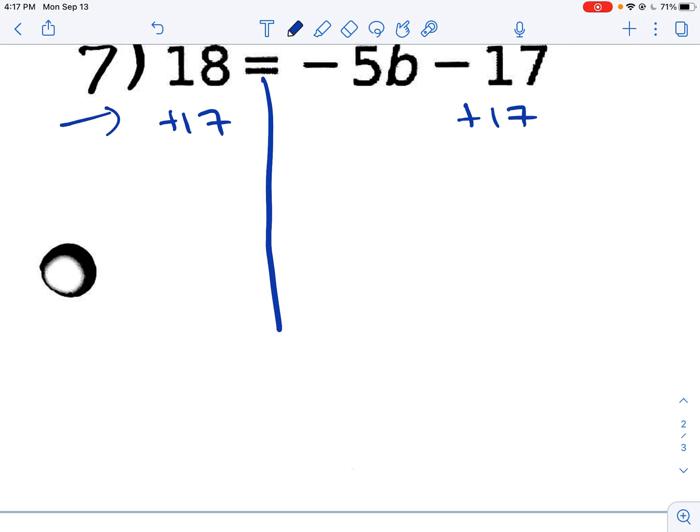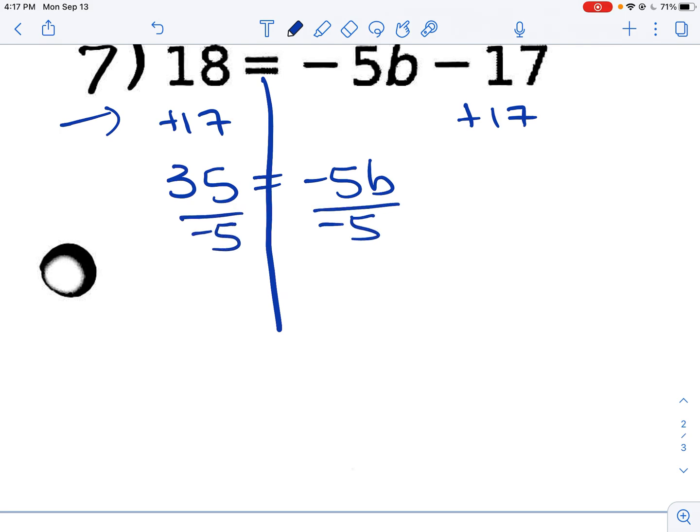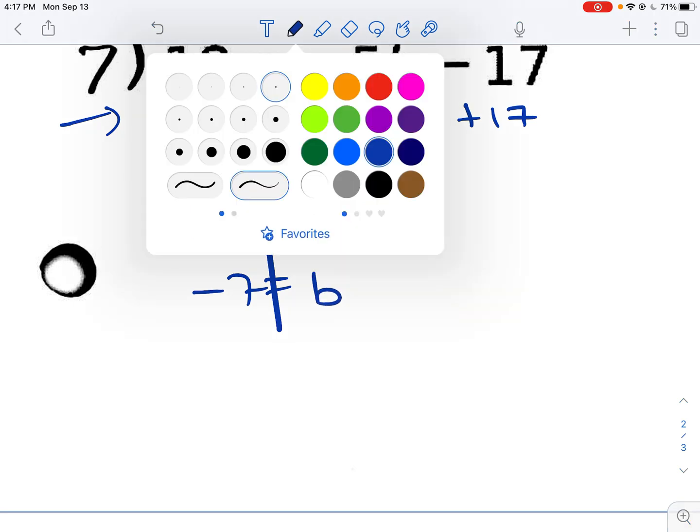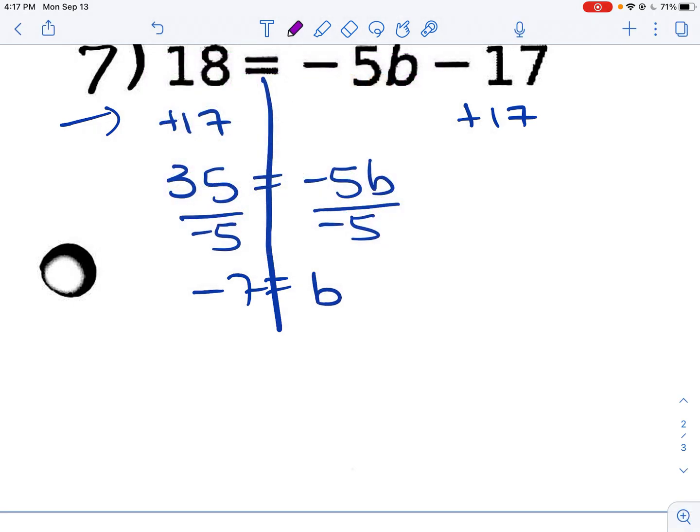When I added these two together right here, that's not 30. That's 35. I divide by negative 5. I get negative 7 equals b. Now let's try it again. See if I did it correctly this time.